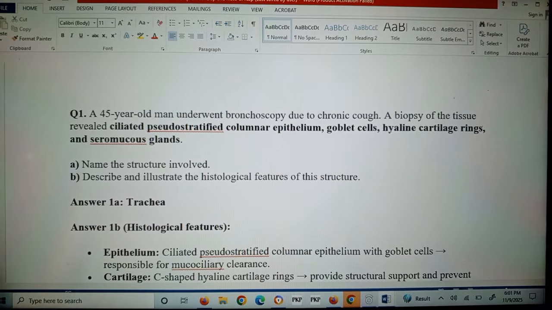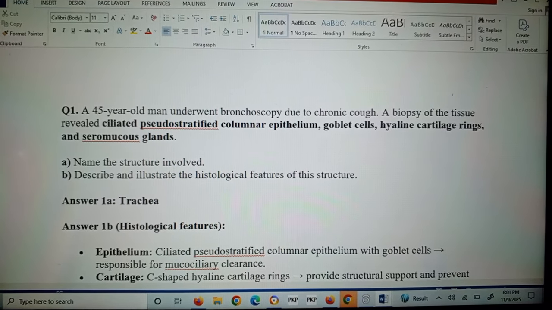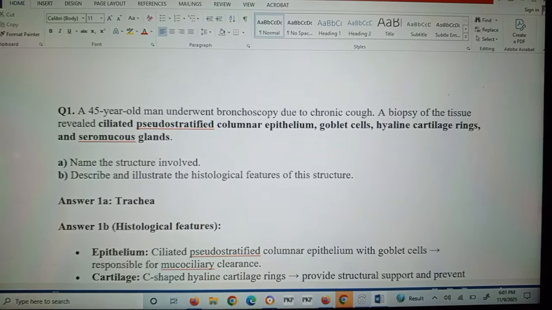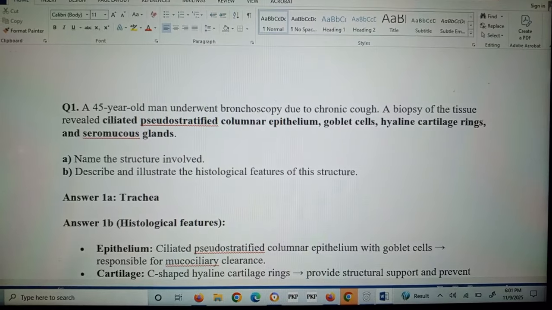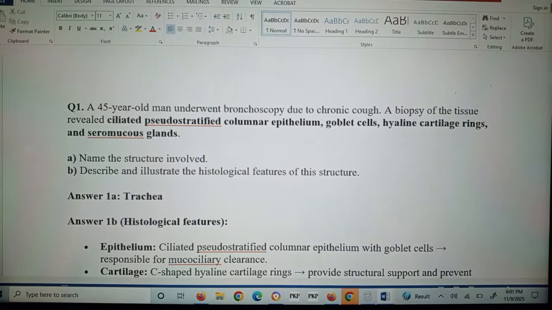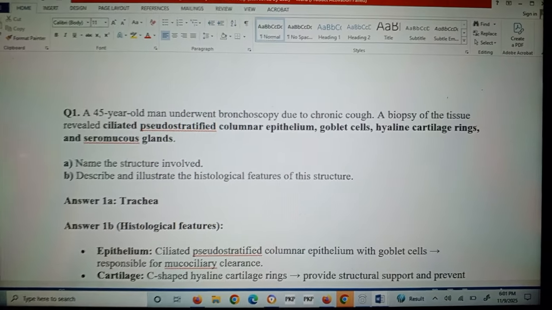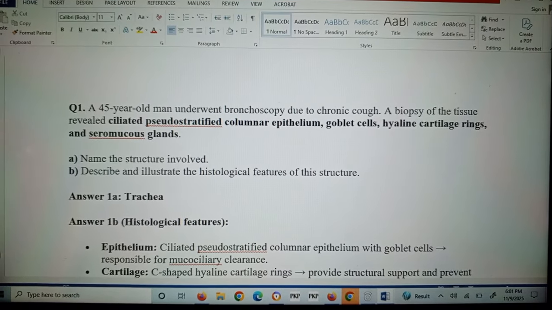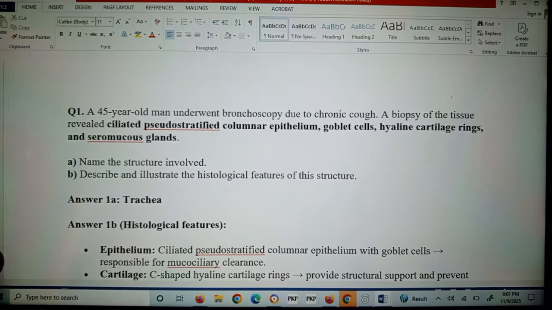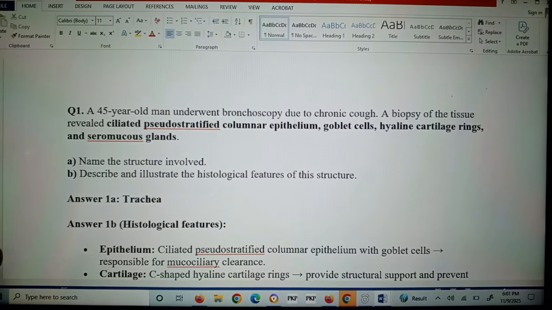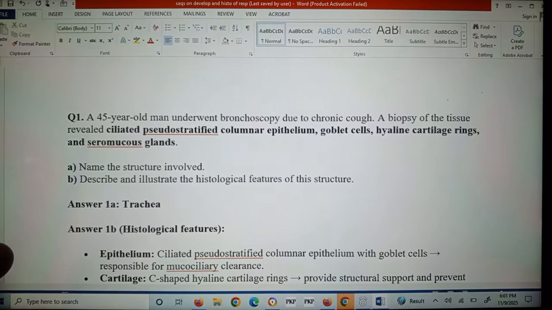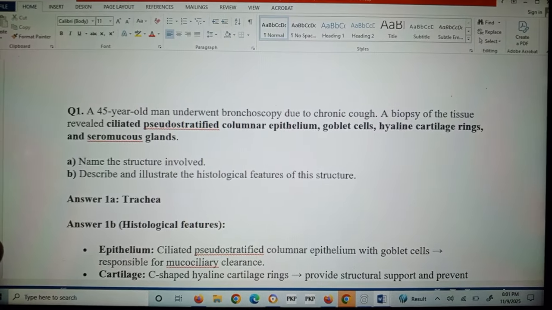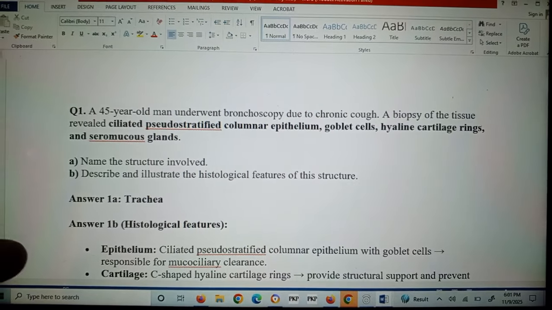Bismillahirrahmanirrahim. These are the important questions that can be asked to you in your exam regarding the development of respiratory system and histology. Question number 1 is: a 45-year-old man underwent bronchoscopy due to chronic cough. A biopsy of the tissue revealed ciliated pseudostratified columnar epithelium, goblet cells, hyaline cartilage rings, and seromucous glands. Name the structure involved. Obviously, this is trachea.